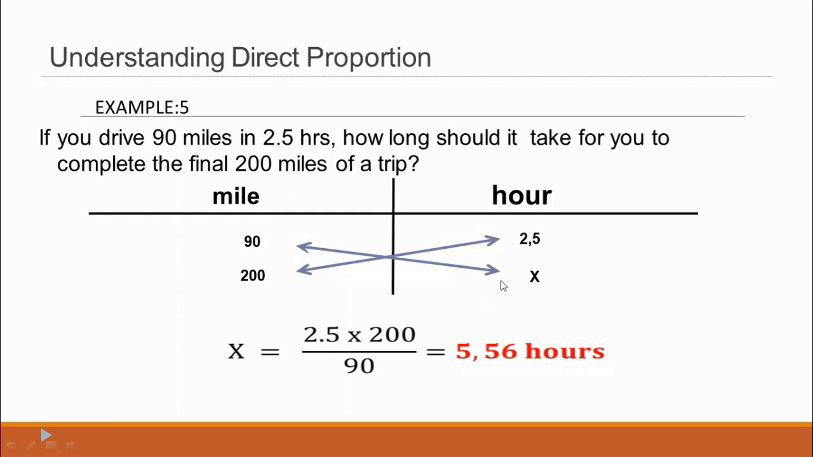So for the direct proportion, multiply these two quantities and multiply these two quantities. And since 90 is connected with the unknown variable, we divide this expression by 90, and we obtain x is equal to 2.5 multiplied by 200 divided by 90, and after simplification we get the hours is 5.56.